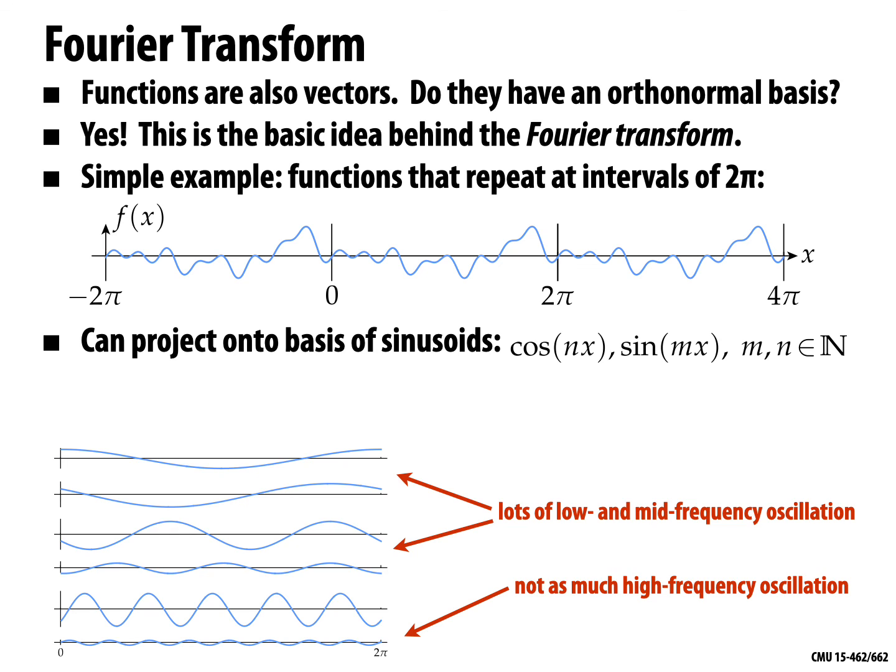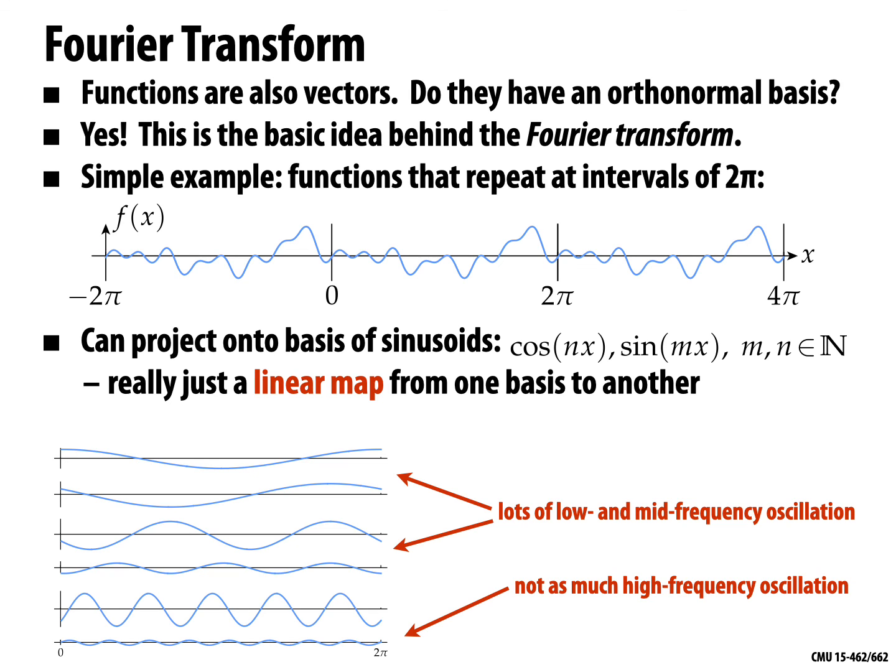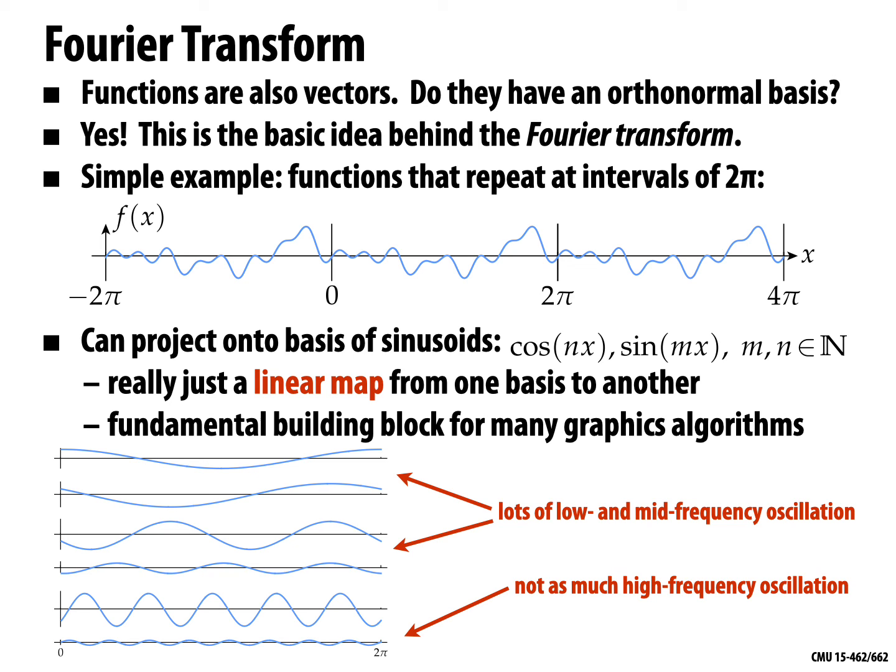So this is the basic idea of a Fourier decomposition or a Fourier transform. A cool thing about it is, as complicated sounding as this might be, this Fourier transform is really just a linear map from one basis to another, right? I'm just converting my function into a particular basis. And this idea of doing Fourier transforms and then processing or modifying the signal in this frequency basis is a basic building block for lots of different graphics algorithms.